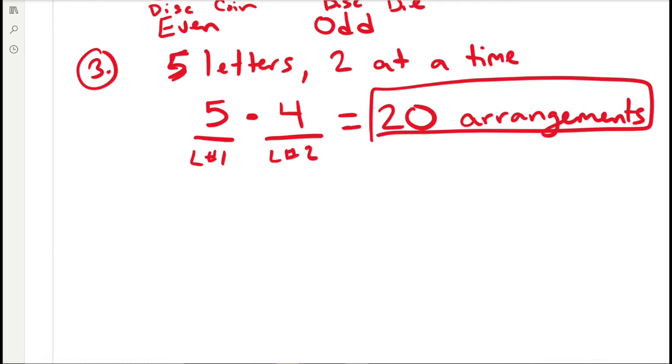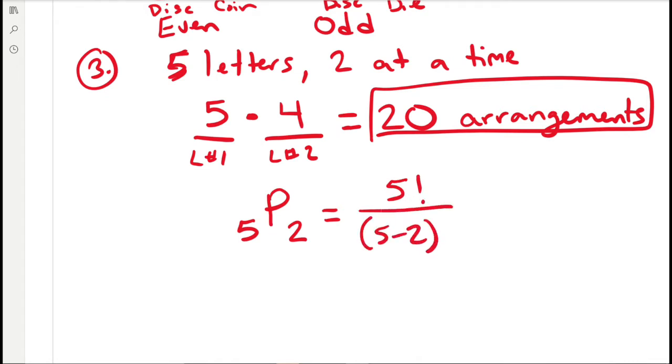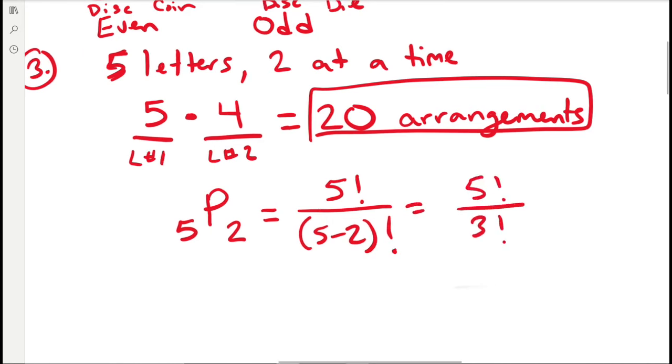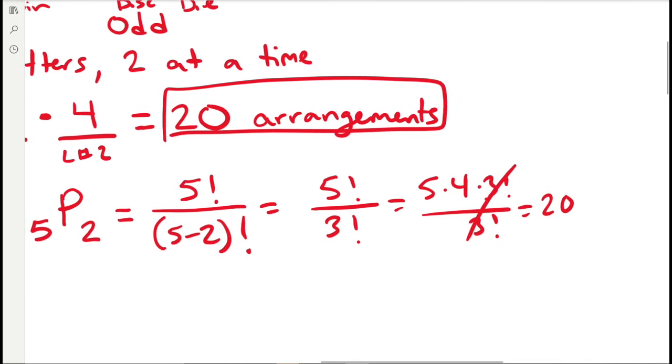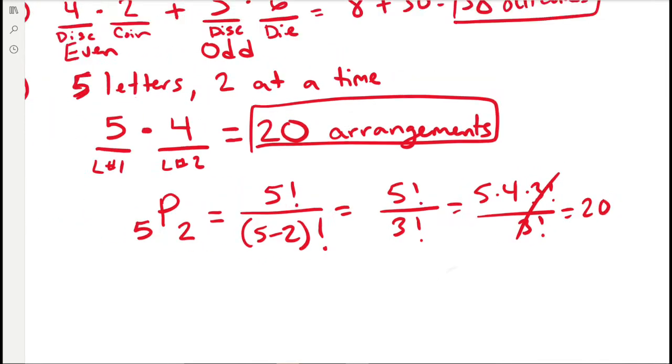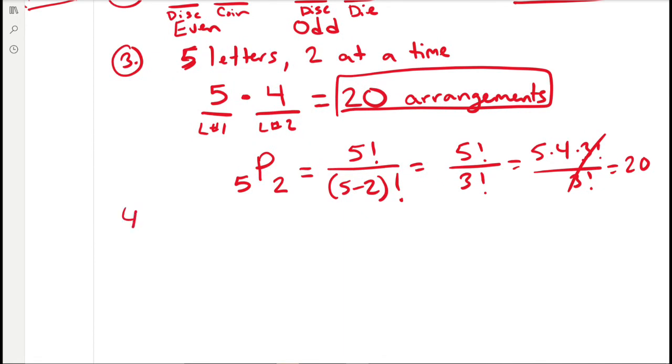So since they are talking about arrangements, you can also think of it as a permutation of five objects taken two at a time. If you did use that, then you're going to need the formula for the permutation, which is 5 factorial over 5 minus 2 factorial, which is 5 factorial over 3 factorial. If you calculate this, that'd be 5 times 4 times 3 factorial over 3 factorial, which cancels out and gives you 20. So there are also 20 arrangements using that method. So either one of those methods works, whichever one you prefer.